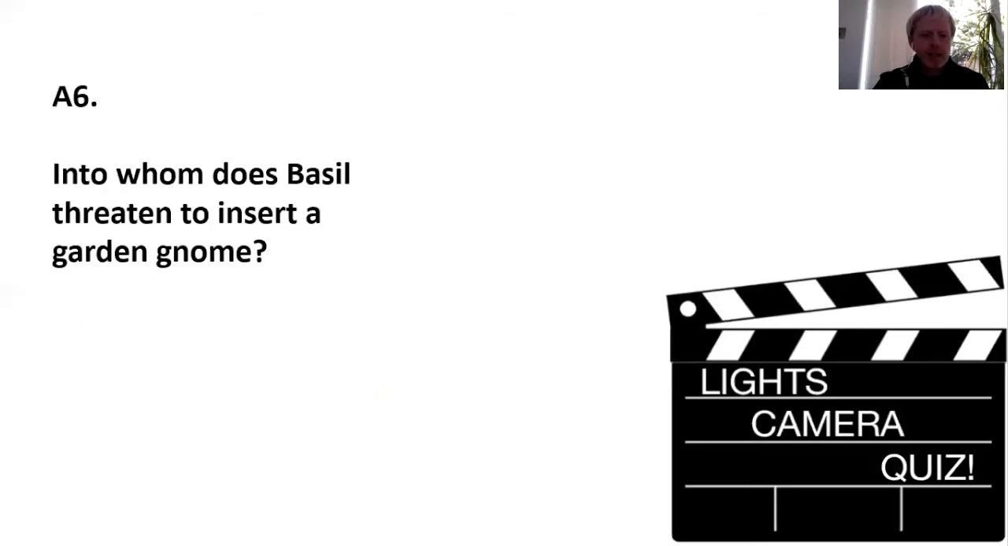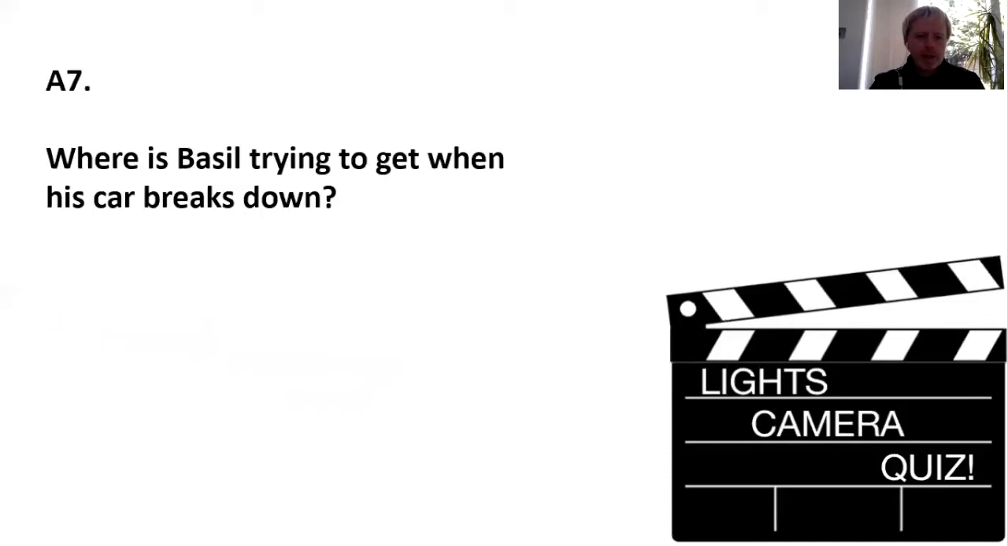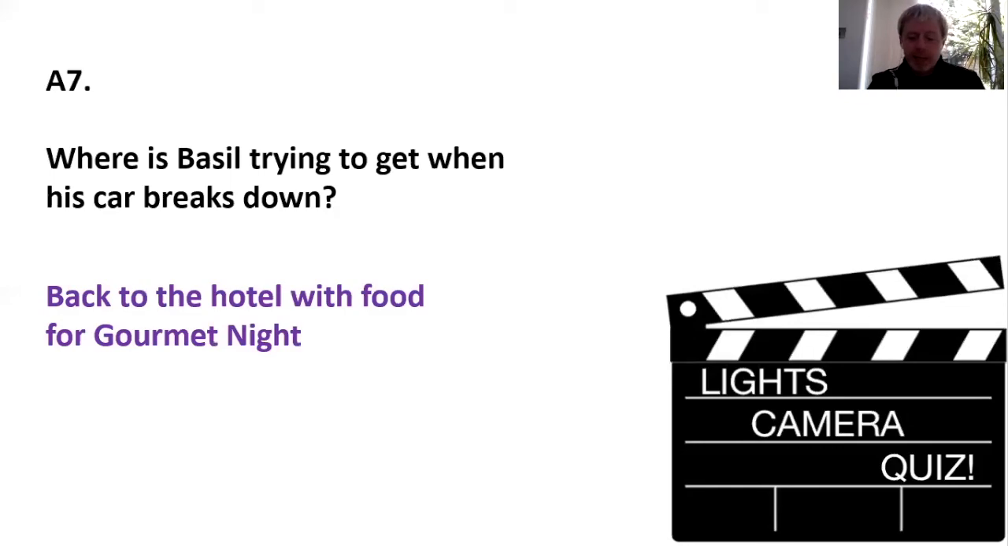Question 6. Into whom does Basil threaten to insert a garden gnome? Well, I've referenced it earlier with Stubbs and Mr. O'Reilly. It is, of course, Mr. O'Reilly, the inept builder. Question 7. Where is Basil trying to get to when his car breaks down? Now, don't hate me for this one, but it is the gourmet night. He's trying to get back to the hotel with the food for the gourmet night, not to pick up the food.